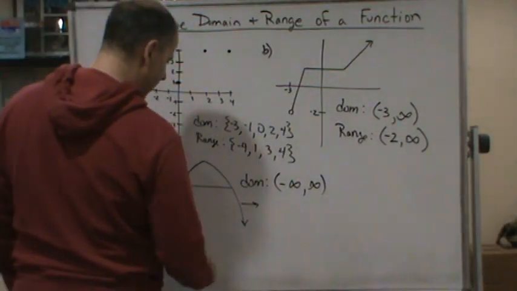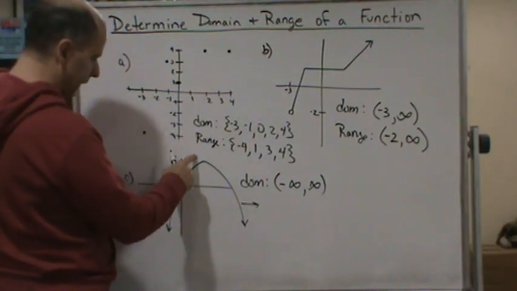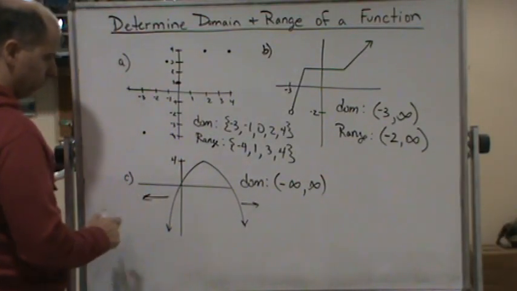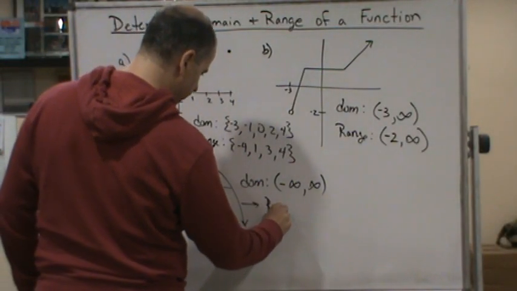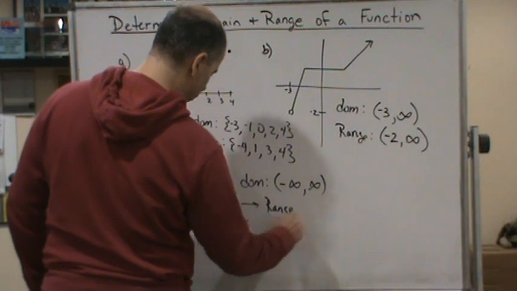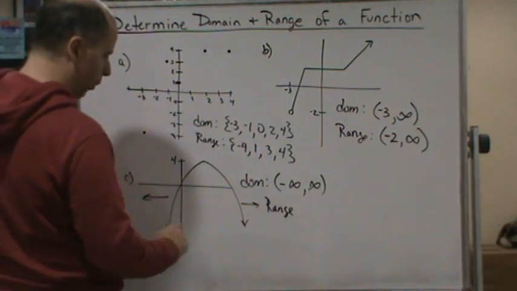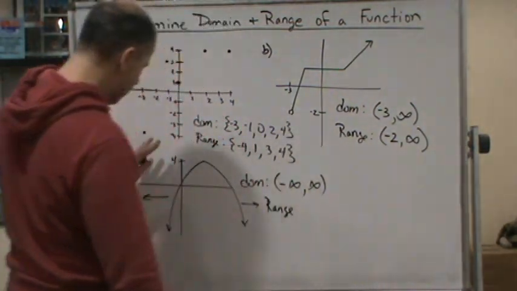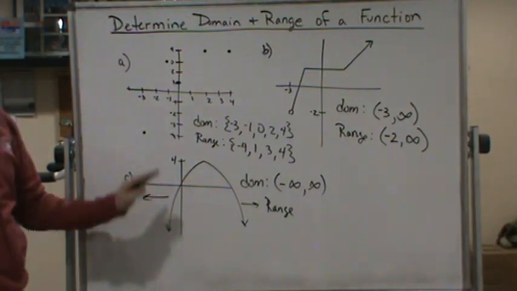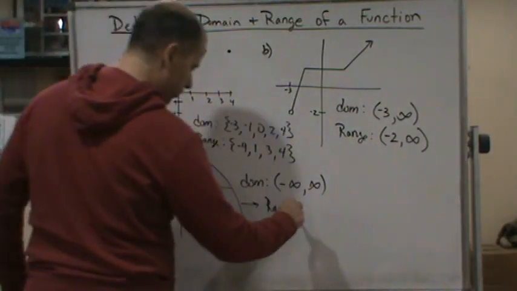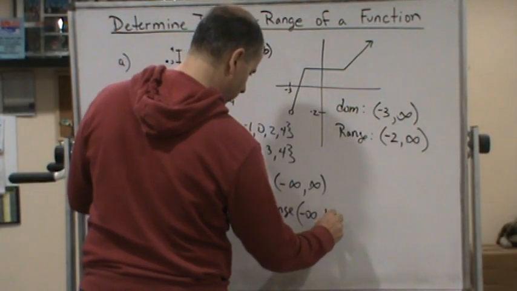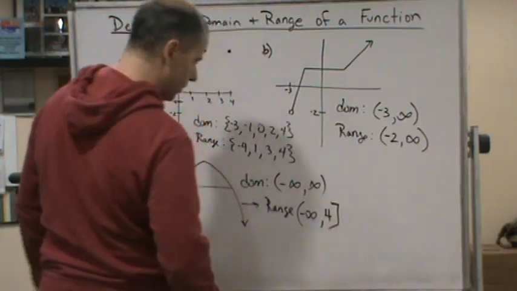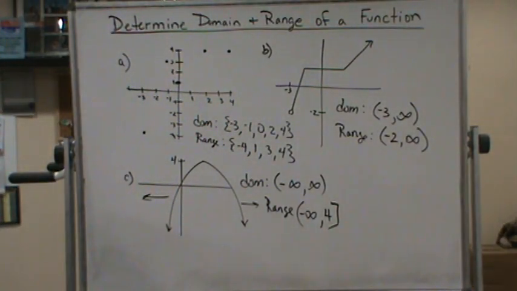The range: the highest it will be is 4, because that's where the vertex is. So the range will be 4, and it includes 4. There's no hole in the graph. But the smallest it will be is it goes all the way down to -infinity. So this will go from -infinity to 4. And I use a square bracket because it includes 4.